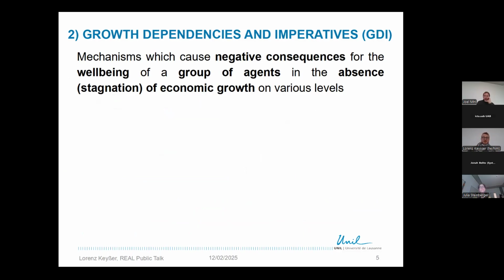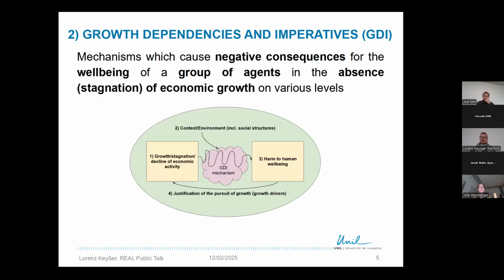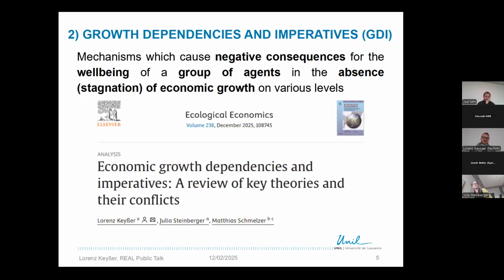And here we come to GDIs, growth dependencies and imperatives. The definition in the paper that I'm applying is: these are mechanisms which cause negative consequences for the well-being of a group of agents in the absence or stagnation of economic growth, on various levels. So this is basically shown here via some form of GDI mechanism. During these periods of stagnation, there's some harm to human well-being, which is then also used as a justification, as a growth driver, for the pursuit of growth. Voilà. And this is the subject of this paper that has recently been published.